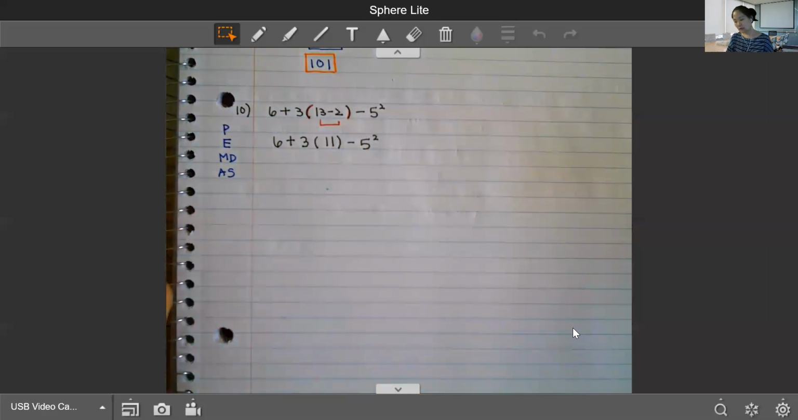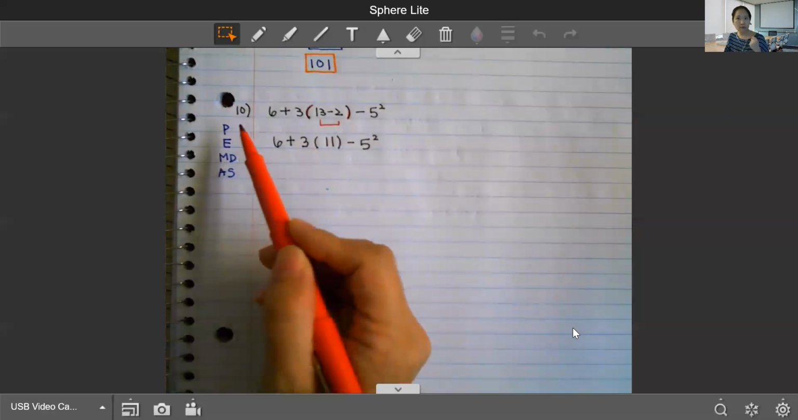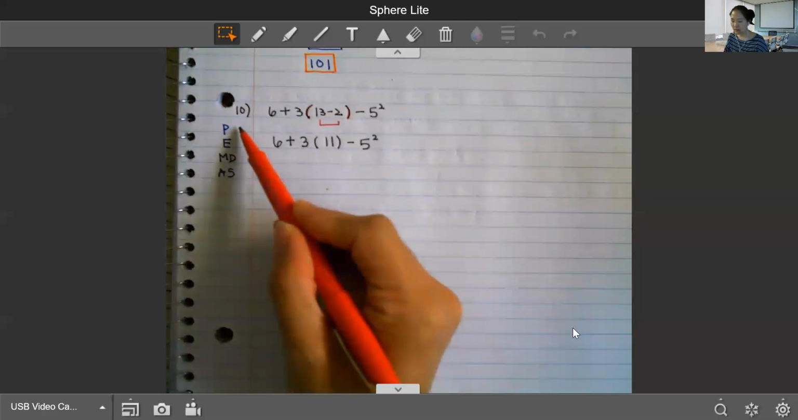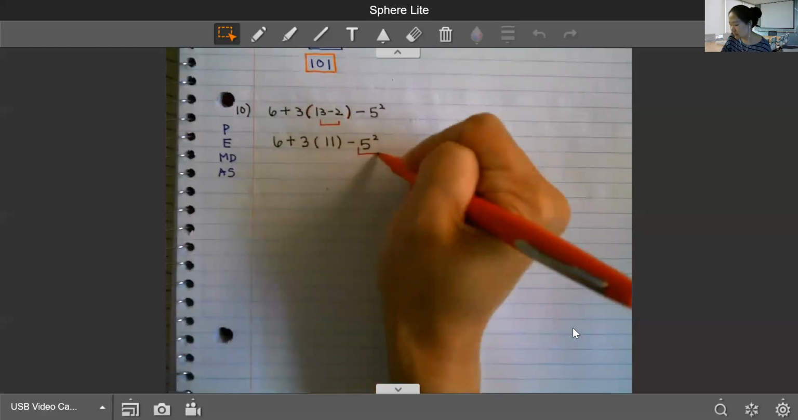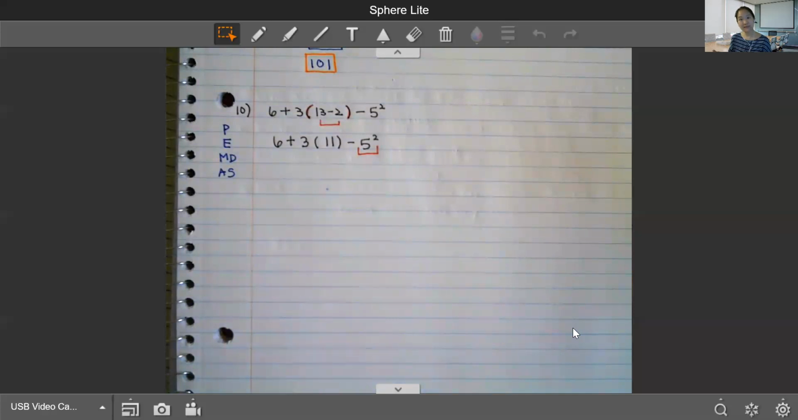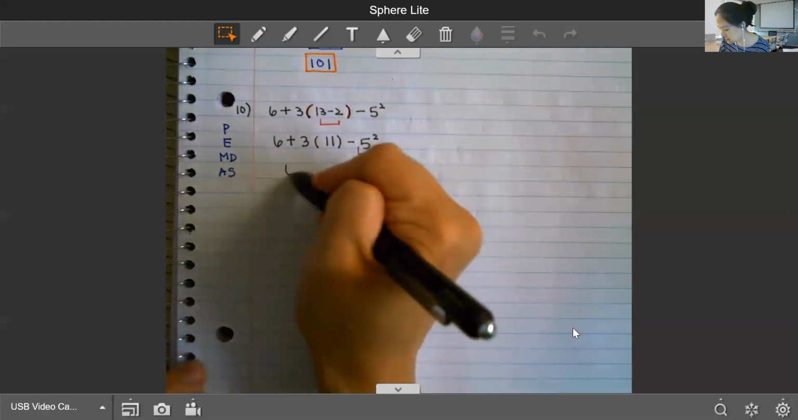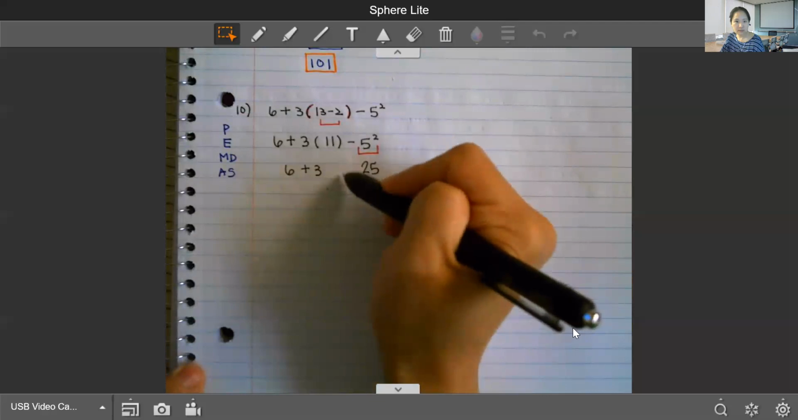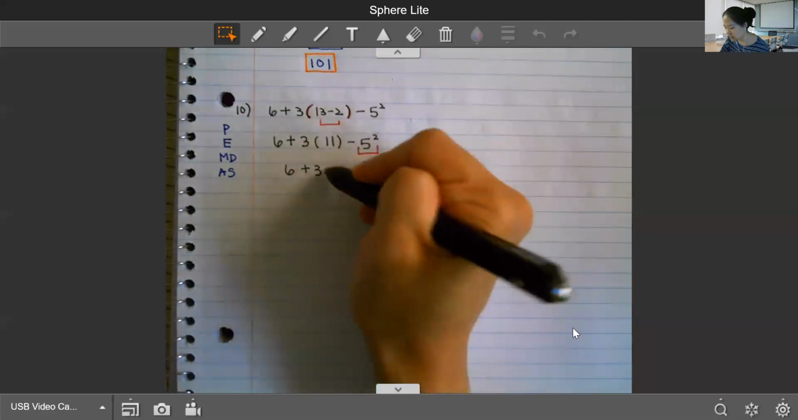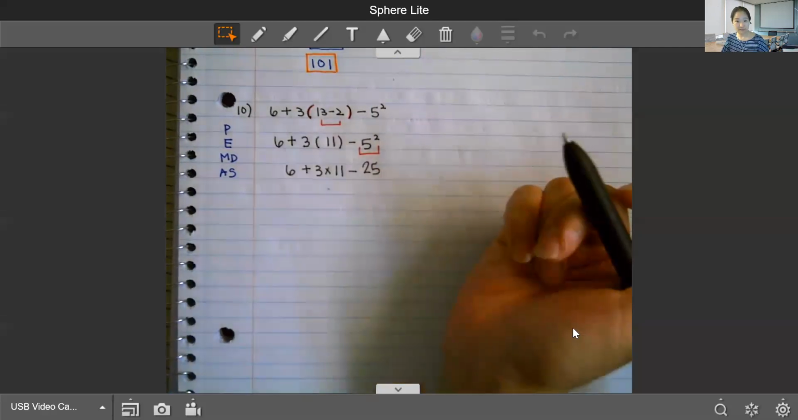All right, so now that I know that there's nothing to do with the parentheses at the very top of my order of operations, I'm going to move on to the next part, which is exponents. And I do have an exponent right here, 5 to the second power. 5 to the second power is what? 25. 5 times 5 is 25. Copy everything down. 6 plus 3. Now, if you want to, you can write times 11 using the parentheses, or you can just do times 11. That's up to you. Minus 25.